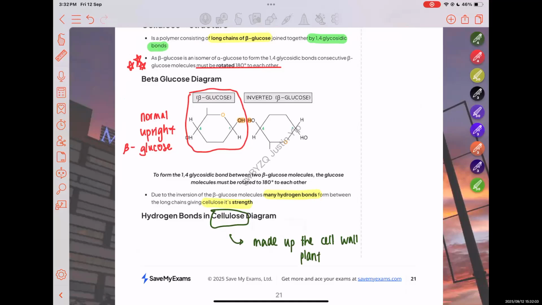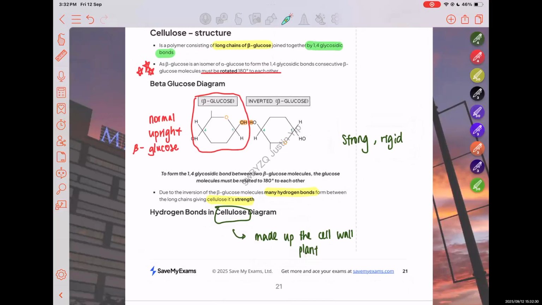So they make up the cell wall of the plant. And we learn in IGCSE, the cell wall structure is strong and rigid. That's why they help the plant to withstand pressure. They are strong because they got a lot of hydrogen bonds. So this is beta glucose for cellulose.